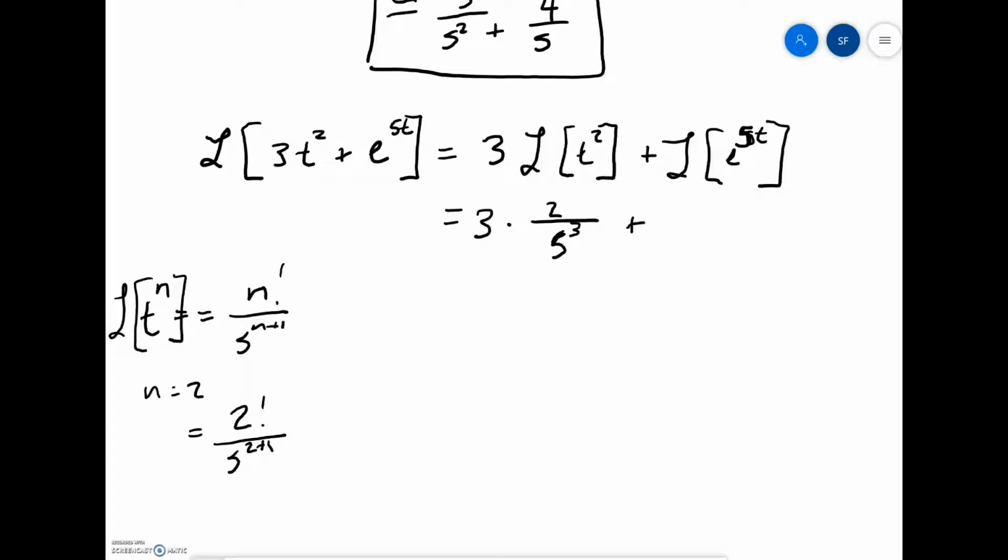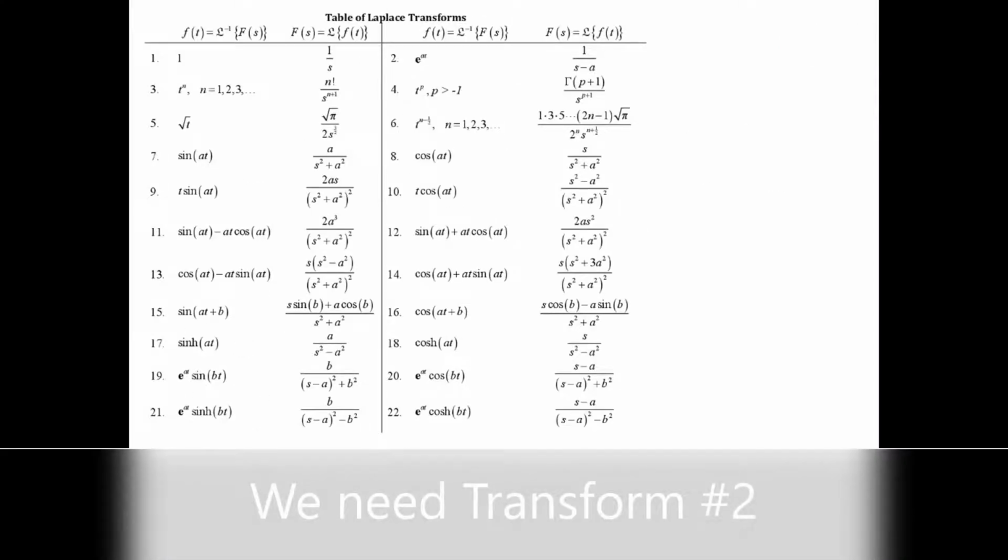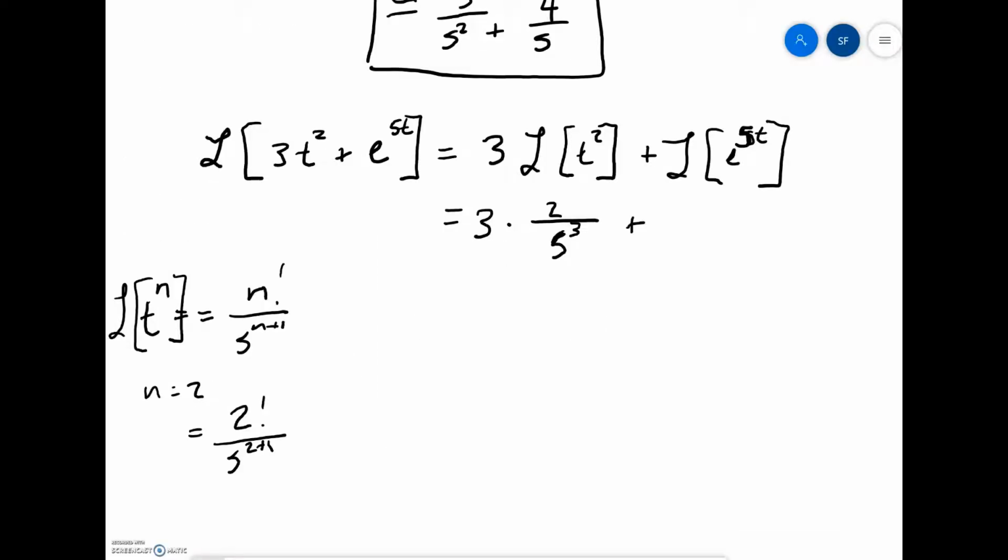And then the Laplace of e to the 5t, we're looking at number 2. And it says e to the at is 1 over s minus a. So for us, that would be 1 over s minus 5. Okay, so in other words, 6 over s cubed plus 1 over s minus 5.